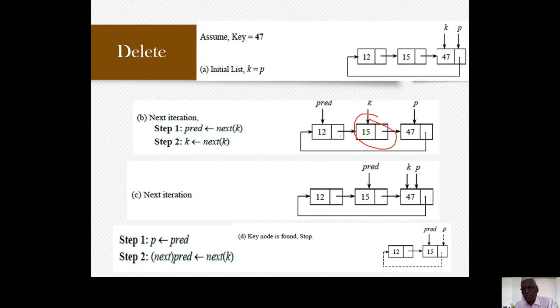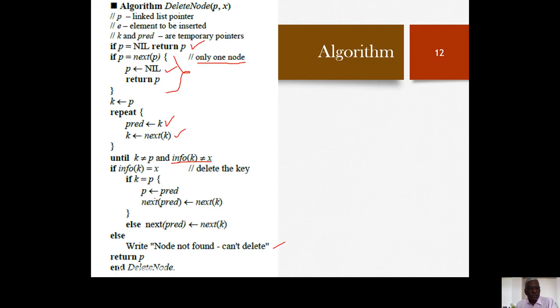So next of predecessor is equal to next of K. So this node is dropped. But when the key node is the so-called first node itself, the node being pointed by P, then things are going to be a bit different. See, that's what we have here. So these two statements have to be executed. So it's important to separate out these two. Right. So the deletion process happens and the updated value of P can be returned.